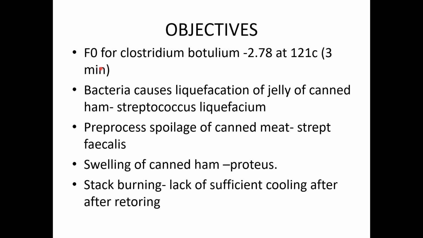Before processing, pre-processing spoilage. I told you that sometimes there is a gap between sealing and then processing, retorting. If there is contamination, like Streptococcus faecalis, such types of bacteria can be present if the personal hygiene is not proper, or the surrounding hygiene is not proper. In those cases, the pre-processed spoilage of the canned meat can take place. This is caused by Streptococcus faecalis.